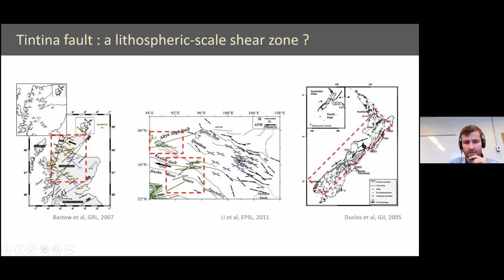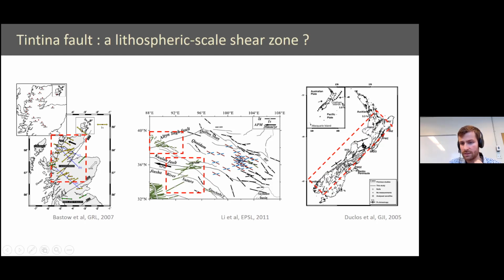Here we are in Tibet with the Altyn Tagh fault. And again, we see this rotation as we get closer to the Altyn Tagh fault, and the same thing with the Kunlun fault here. And we observe something similar with Duclos et al. in 2005 in New Zealand, where we have the splits. So that's from Pn anisotropy. That's slightly different, but showing the same thing.